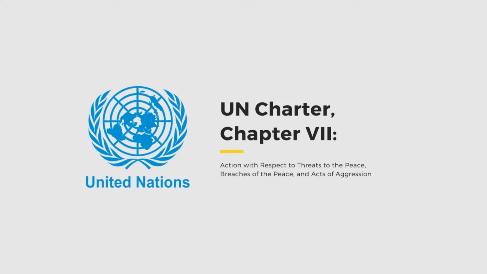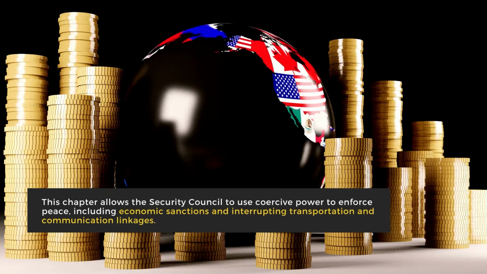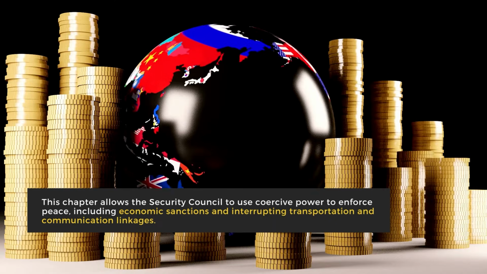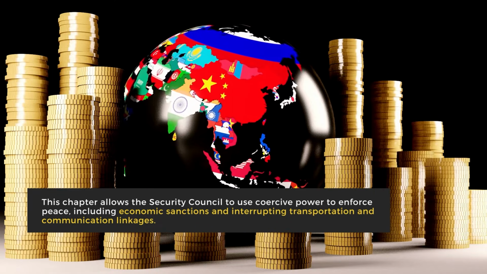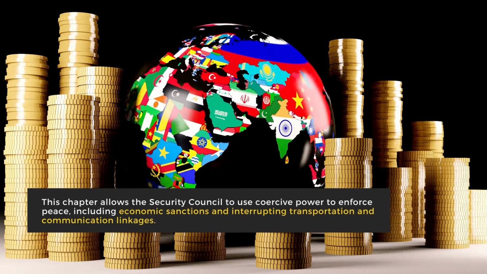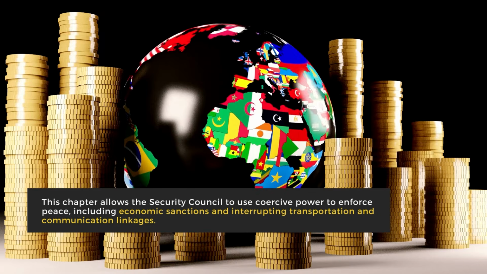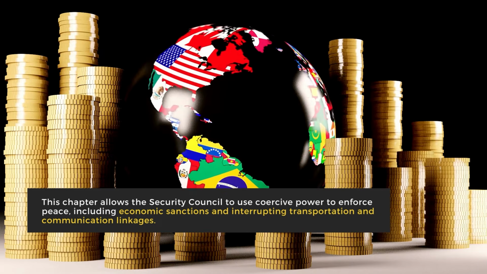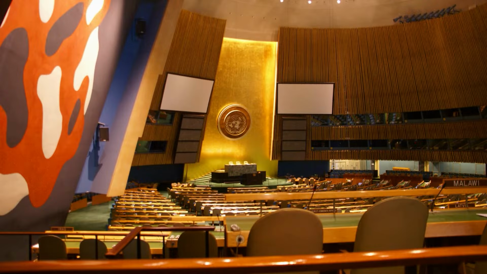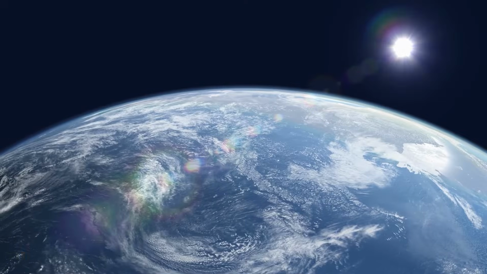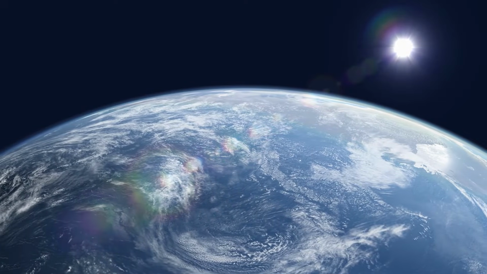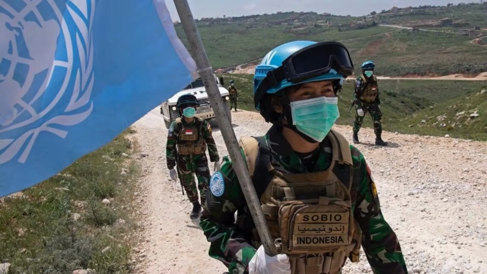This chapter allows the Security Council to use coercive power to enforce peace, including economic sanctions and interrupting transportation and communication linkages. If these actions don't work, the Security Council can also use military power to maintain or restore international peace and security. The most visible activity of the Security Council is peacekeeping.